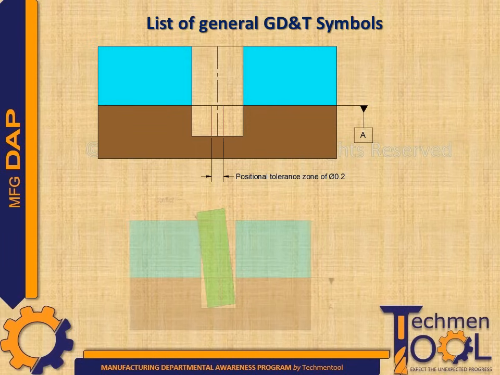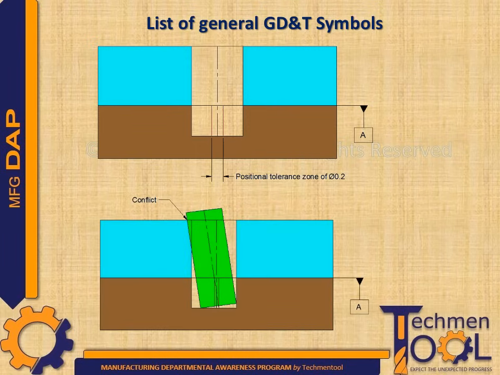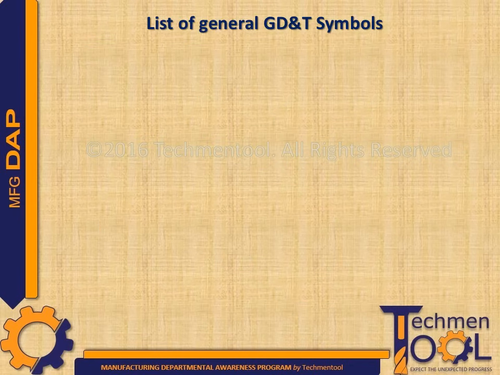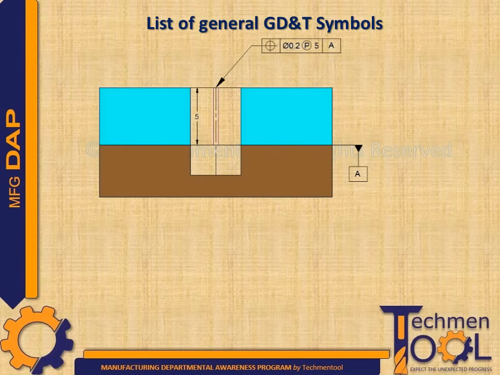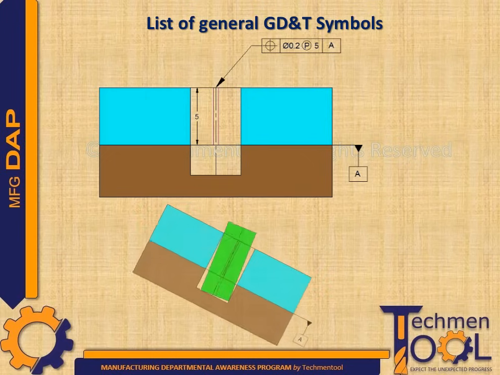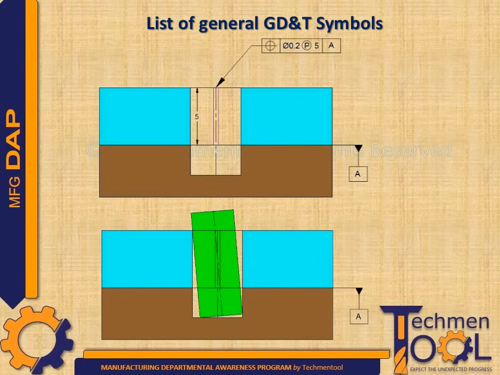Now it is clear that if the stud axis follows the worst case, then the stud may interfere with the mating plate. To avoid that interference, specifying the projected tolerance zone in the drawing is required. Here you can see that a projected tolerance of pi has been mentioned in the drawing after the value of the positional tolerance. The meaning of the projected tolerance of pi is that the positional tolerance zone of 0.2 will extend by pi units beyond the surface of the bottom plate, and by doing so the interference problem will be avoided.